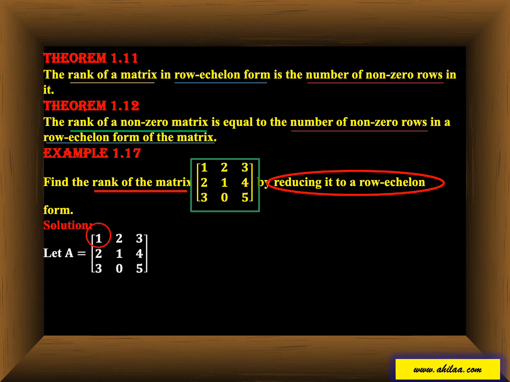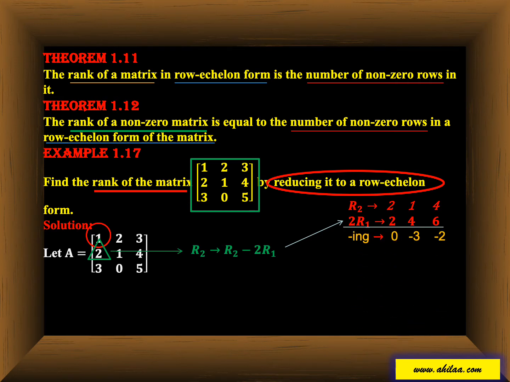Now see the pivot element A11. It is 1. Then we move to A21 to make it 0. Here A21 is 2, so I can multiply row 1 by 2 and subtract from row 2. So the operation is R2 goes to R2 minus 2 R1. R2 values are 2, 1, 4. Multiplying R1 by 2, we get 2, 4, 6. Now subtracting, the values are 0, minus 3, minus 2.